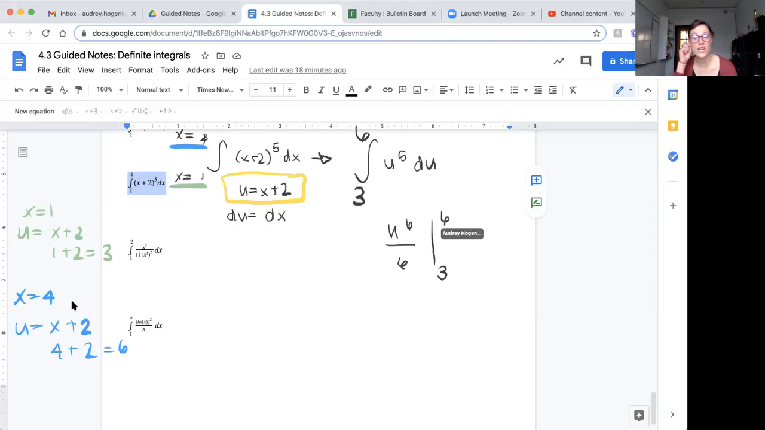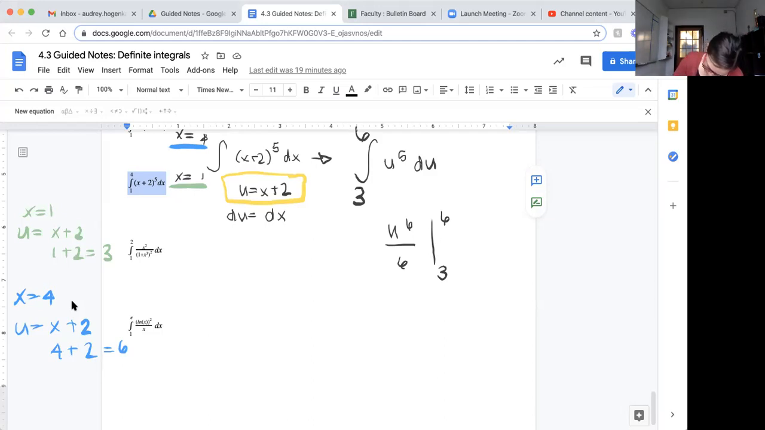And so when you change your bounds, you don't ever have to go back and plug in u equals x plus 2. You can keep the whole thing in terms of u now. You are in the land of u's. Your bounds are adjusted and you are good to go. So you have u to the 6th over 6 from 3 to 6.